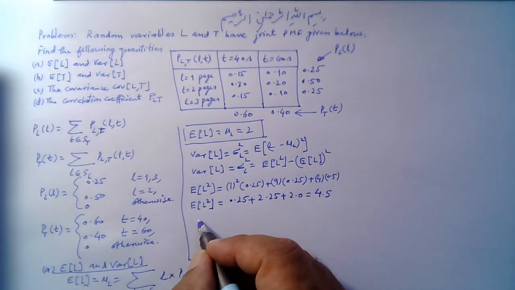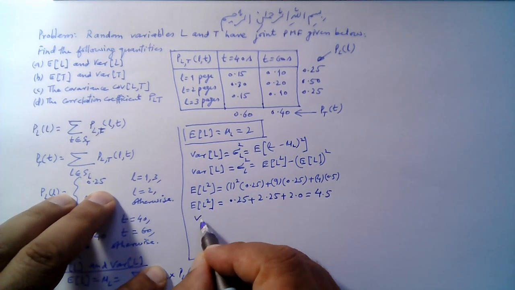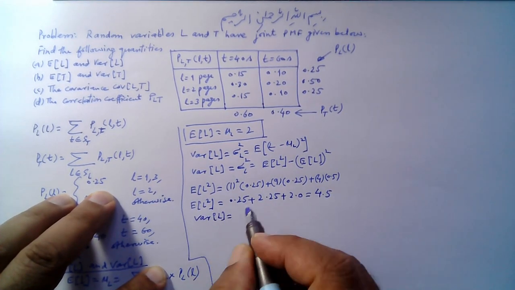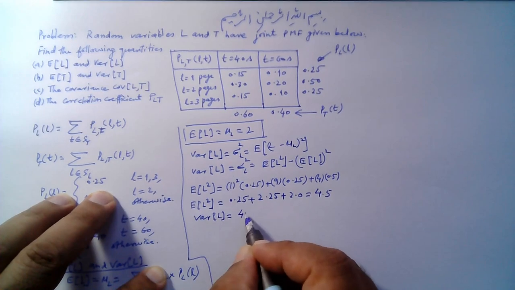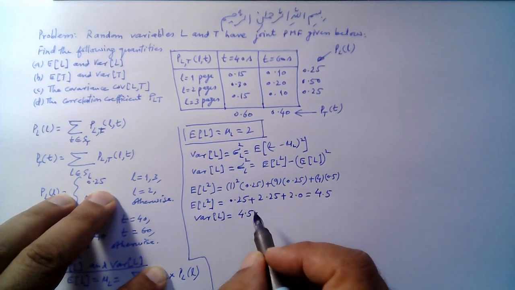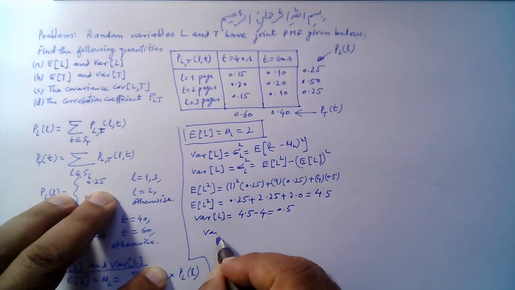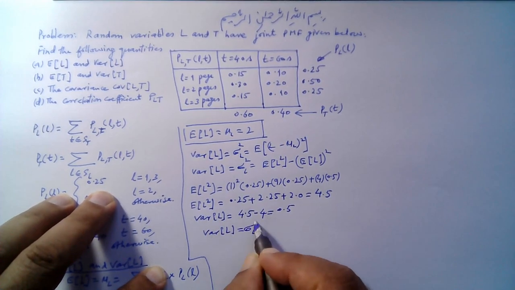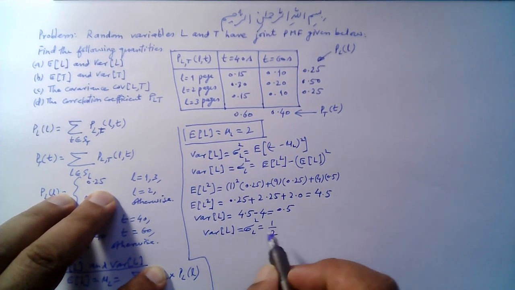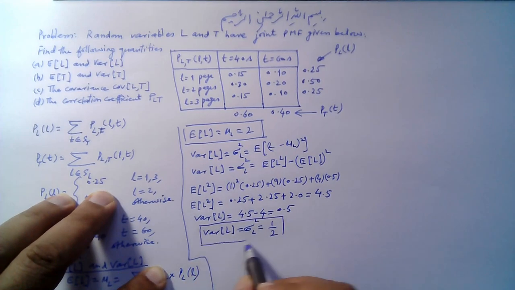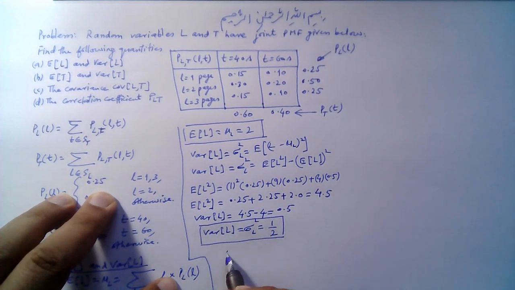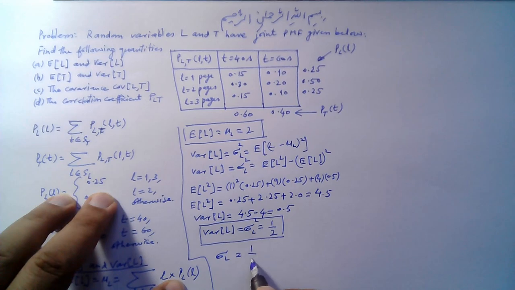So from here we can find the variance. The variance of L is equal to 4.5 minus the square of the mean value, which is 4. This is then 0.5. So the variance of L is given by 1 over 2, right? From this variance we can also find the standard deviation. The standard deviation is simply the square root of variance. So this is 1 over root 2, which is 0.707. This is the standard deviation of random variable L.